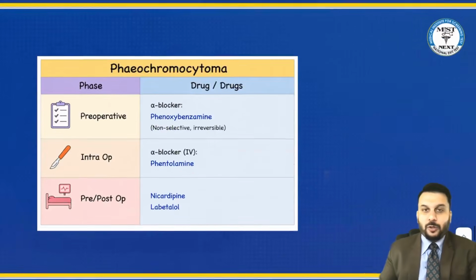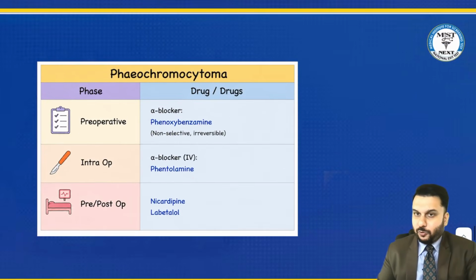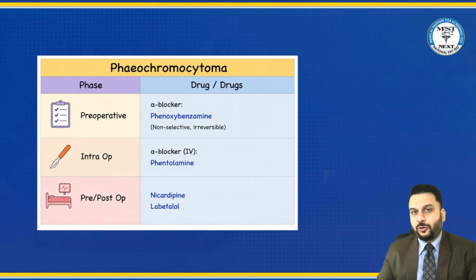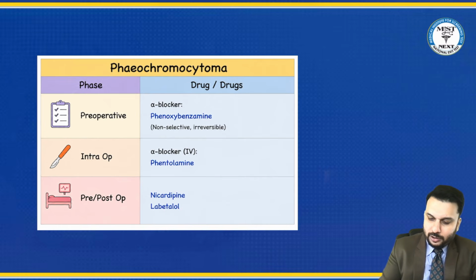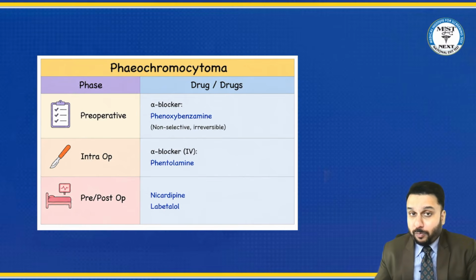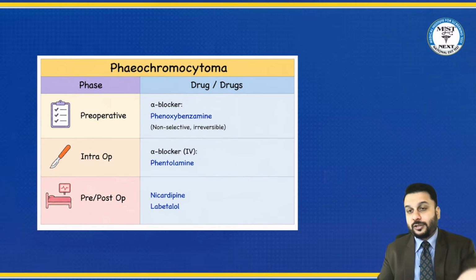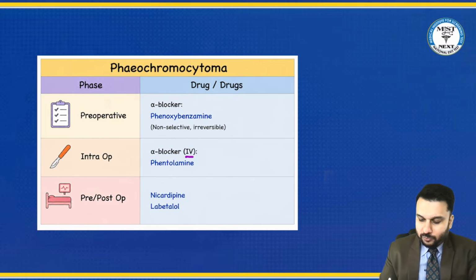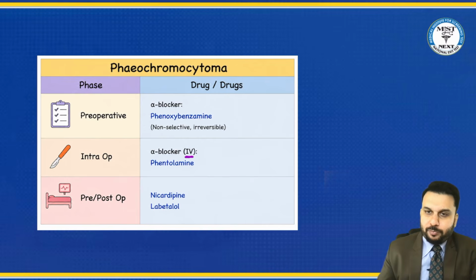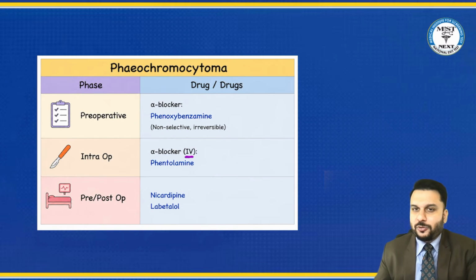So when you talk about pheochromocytoma, you must remember this, sir. Pre-op, that means before the surgery, I need to control the BP. I'm going to use a very long-acting drug called phenoxybenzamine. Long name also. So phenoxybenzamine is given. Intra-op means during the surgery, BP shoots up. I'm going to give you an IV drug called phentolamine. Okay, phentolamine.